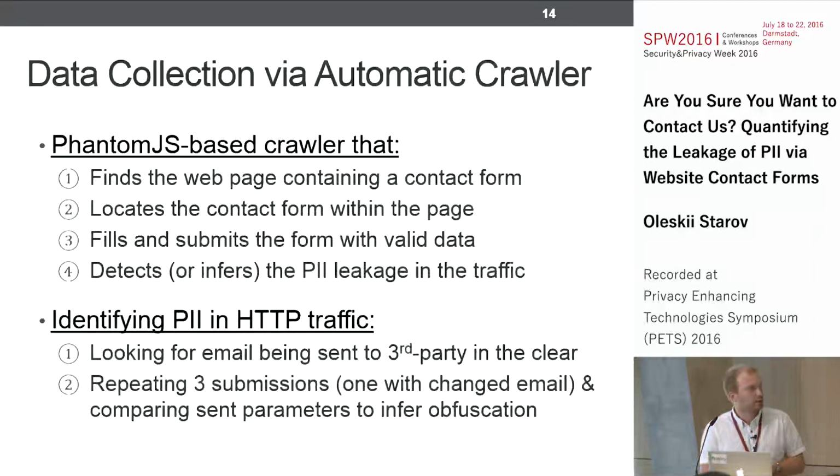We basically submitted each form 3 times, 2 times with the same, for example, email address or other kind of PII. And the third submission was done with changed PII that we enter in the form. And then when we see the value for some parameter in a request to a third-party domain changed only on the third submission, we can infer that it may contain an obfuscated version of our PII. And of course, after that, we can do some manual checks, but that can help to find different obfuscations.